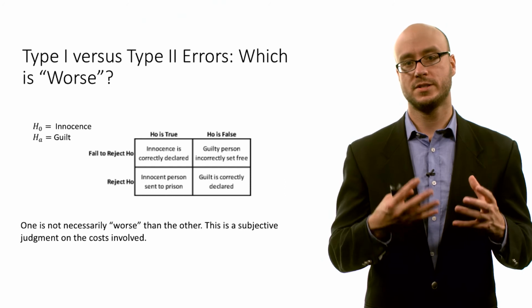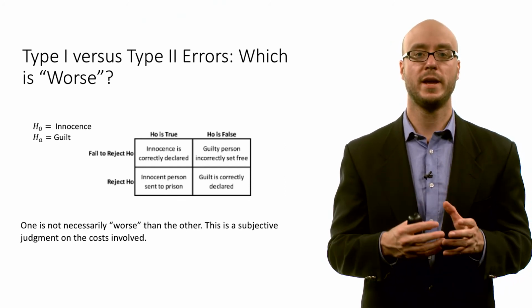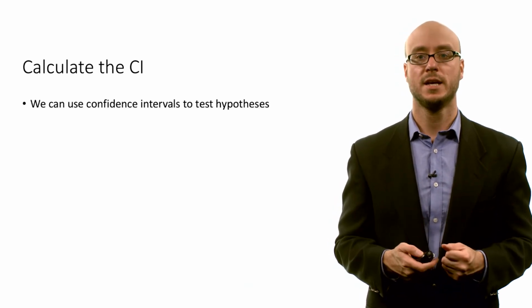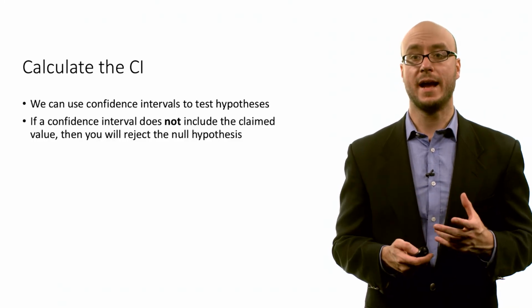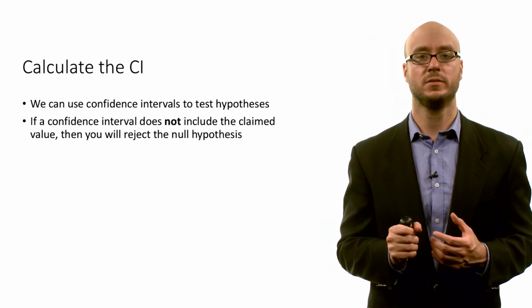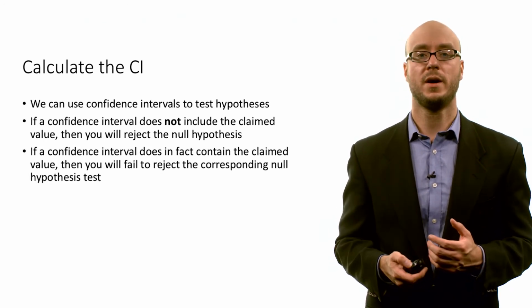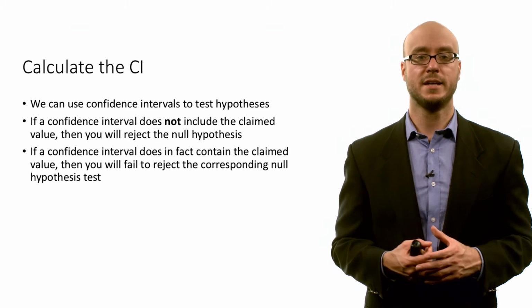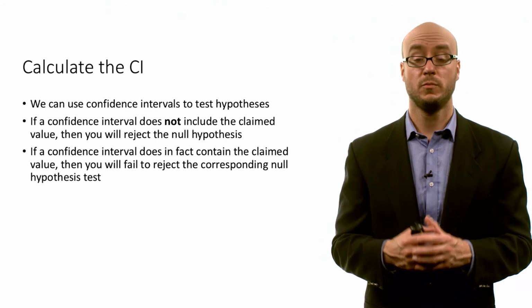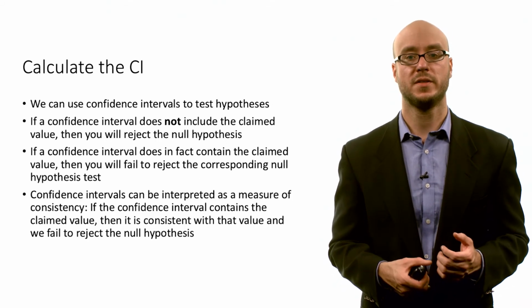Right? So there is a problem about too many type 1 errors. Well, once we set up the hypotheses and consider the possibility of type 1 and 2 errors, we're going to gather our data and calculate a confidence interval. We can use confidence intervals, in fact, to test hypotheses. If a confidence interval doesn't include the claimed value, then we can reject the null hypothesis in a two-sided test context. If a confidence interval does in fact contain the claimed value, then we can fail to reject the corresponding null hypothesis tests.